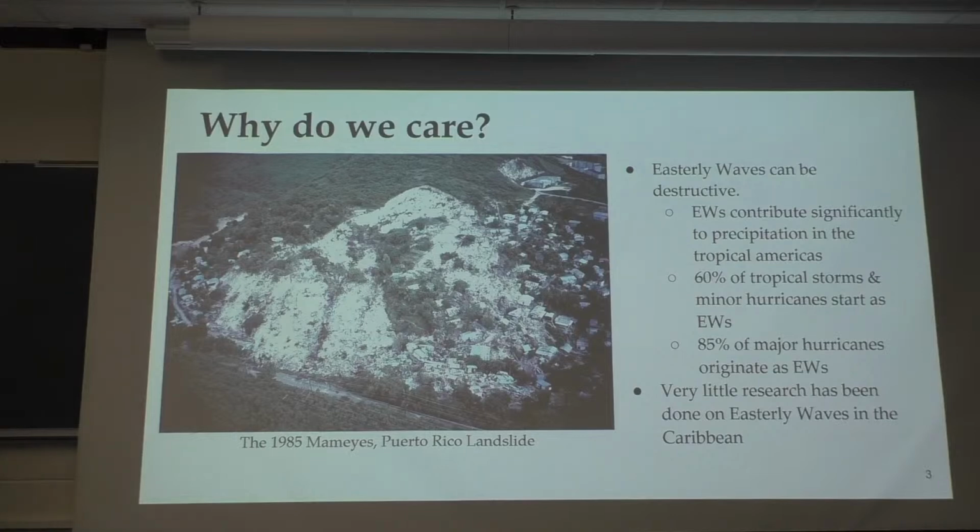A couple of interesting facts: 60% of tropical storms and minor hurricanes within the Atlantic hurricane basin start as easterly waves, and an even more flabbergasting 85% of major hurricanes in the Atlantic basin originate as easterly waves. Finally, we're specifically looking at easterly waves in the Caribbean because not much has been done as far as studying these systems. We've looked at African easterly waves, East Pacific easterly waves, and even Indian Ocean easterly waves, but not Caribbean easterly waves.